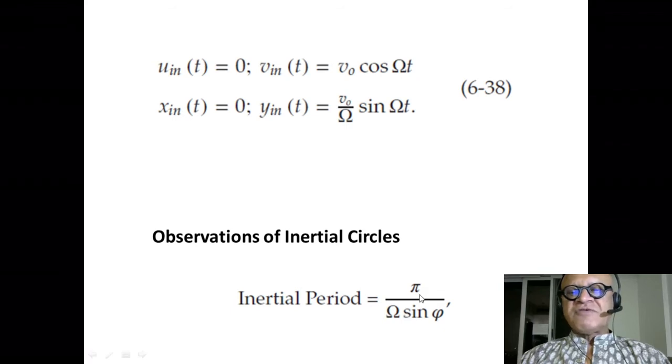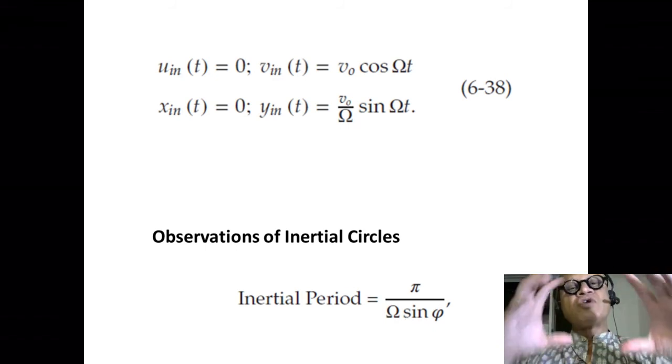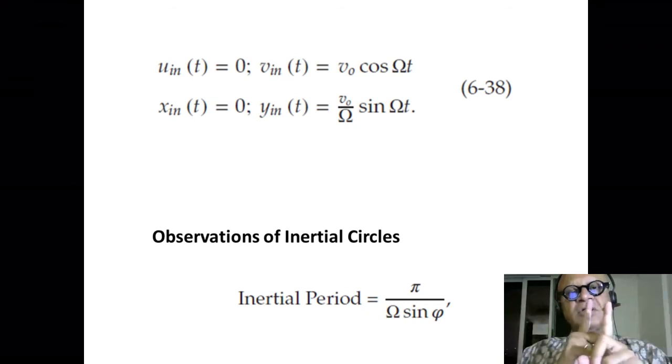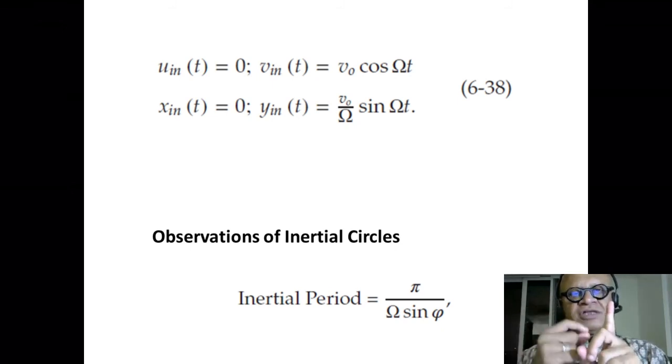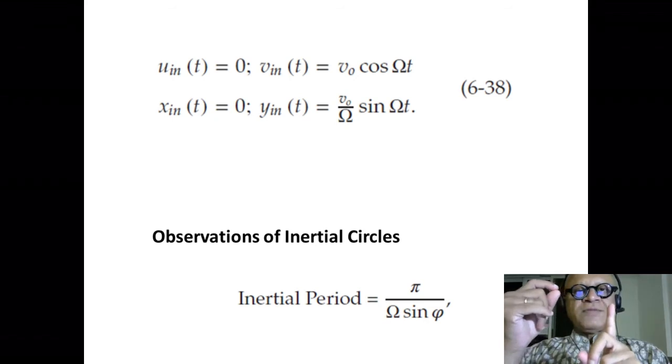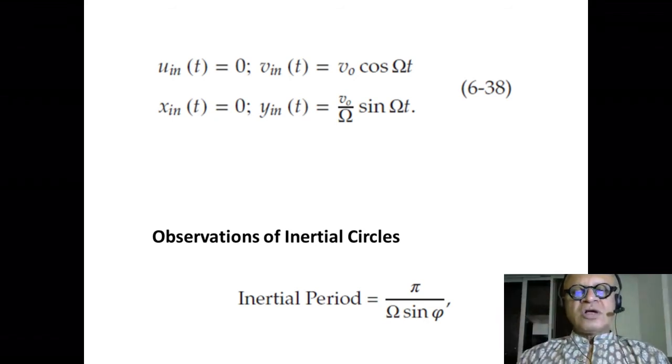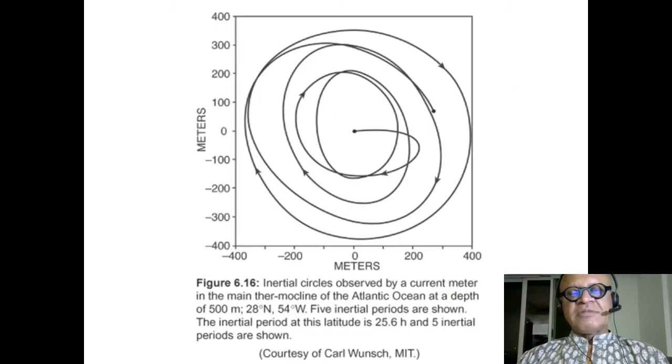Their period is given by pi over omega sine phi. We jump a step here because when we go on the sphere, there is a rotation of Earth around its axis, but other than at the equator, as soon as you go away from the equator, you have to consider the local component of omega, which turns out to be omega sine phi. We'll derive this soon in the same chapter in a podcast a little bit later on. But I just want to show the inertial circle.